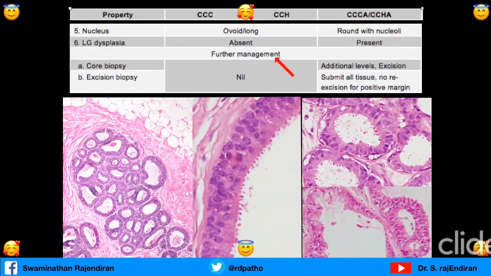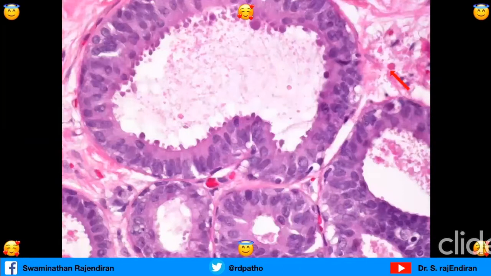And how do you manage it? Whenever they do a core biopsy or excision, when you see columnar cell changes or columnar cell hyperplasia, just follow up, nothing else. Whereas when there is atypia, you have to excise the lesion. Any atypia you have to excise, whether it is columnar atypia, atypical ductal hyperplasia, or atypical lobular hyperplasia. The minute you hear the word atypical, you have to excise.